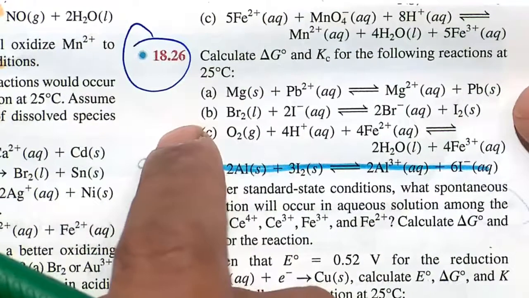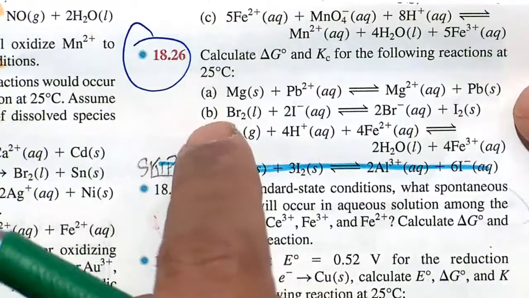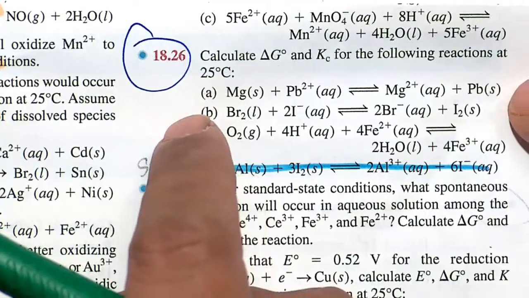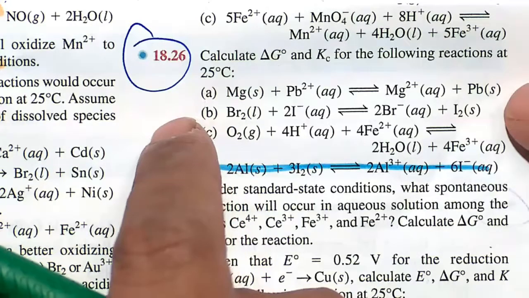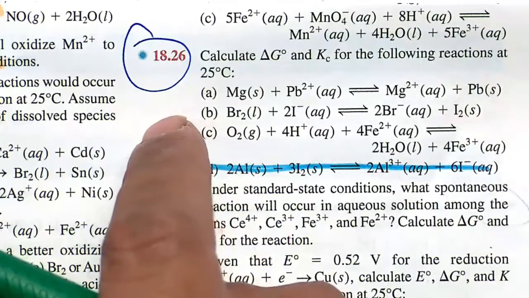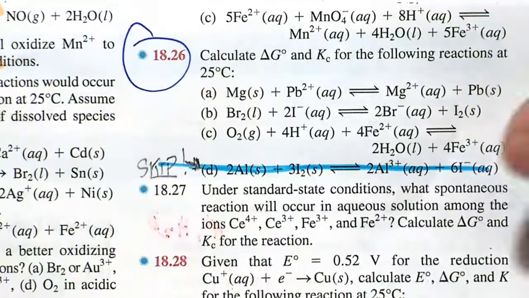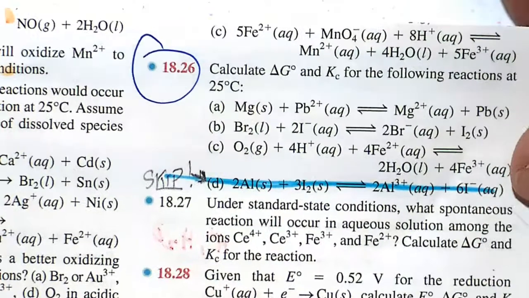All right, let's look at part B here. Once again, calculating delta G naught and Kc, the equilibrium constant, for this oxidation reduction reaction. So we're going to split this apart into its corresponding oxidation reaction and its corresponding reduction reaction. Let's go ahead and do that and get our voltages from the standard reduction table.